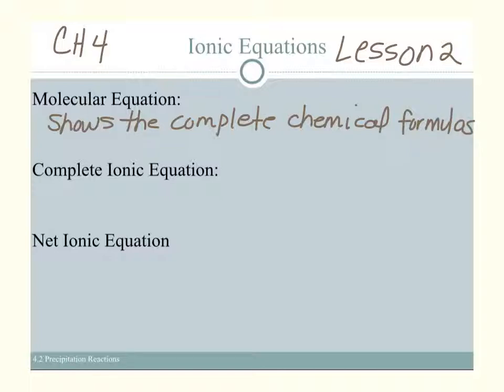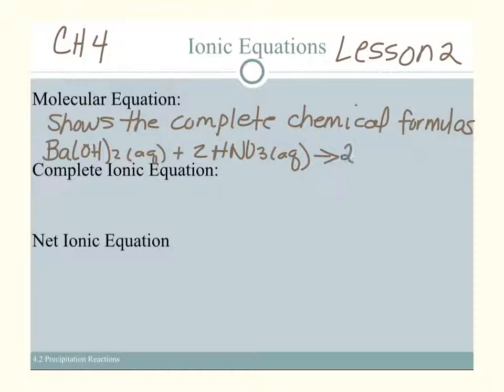Okay, so if I were to give you an example of this, it would be Ba(OH)2 aqueous plus 2 nitric acid, also aqueous, and that's going to produce 2H2O liquid and Ba(NO3)2 aqueous.